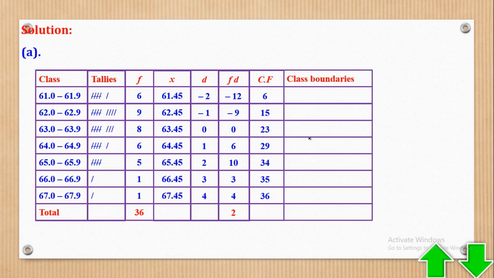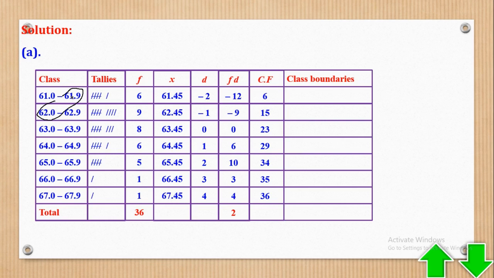And lastly is the class boundaries. So class boundaries, for you to get what to add and subtract, look at these two values: the upper class limit of the first class and the lower class limit of the second class. So when you get a calculator and you subtract, you'll say 62.0 minus 61.9 gives you 0.1. Now 0.1 divided by 2 gives you 0.05.